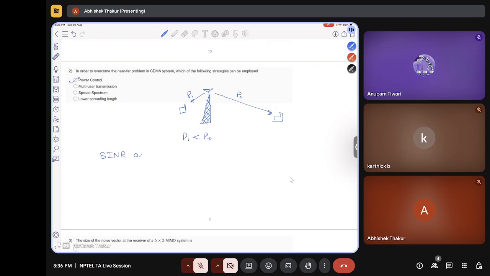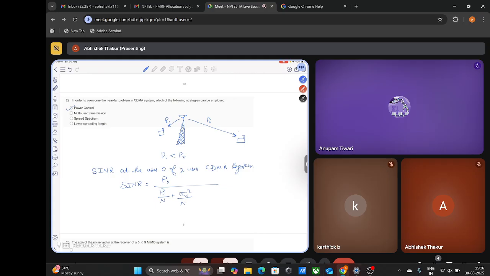But let's see why we have to think like that. The SINR at user 0 of a two user CDMA system, as derived earlier, can be given as SINR is equal to P0 divided by P1 plus noise.